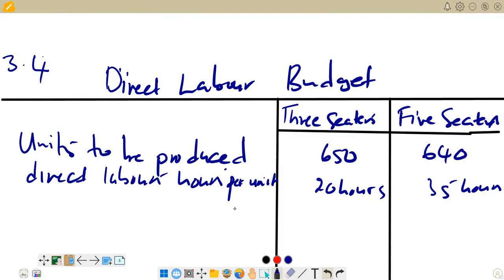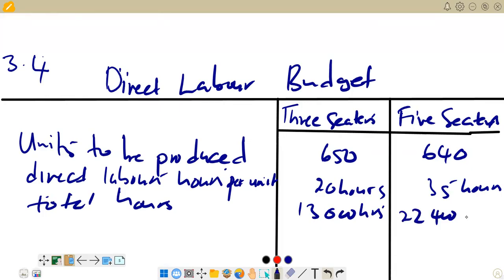Now the figure that we want to look for is total hours. For us to get our total hours, we say 650 times 20. When we multiply, we get 13,000 hours. Then we do the same here, 640 times 35, and we get 22,400 hours. Then we look for the cost per labor hour.